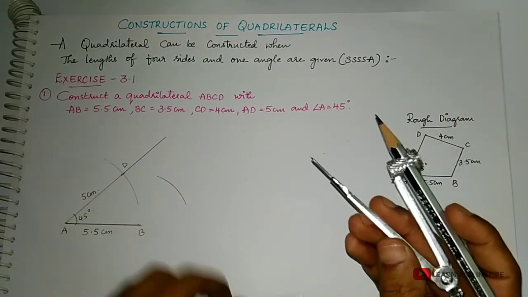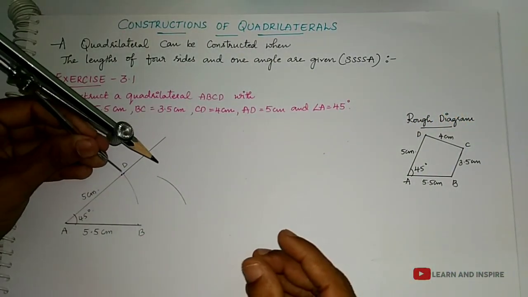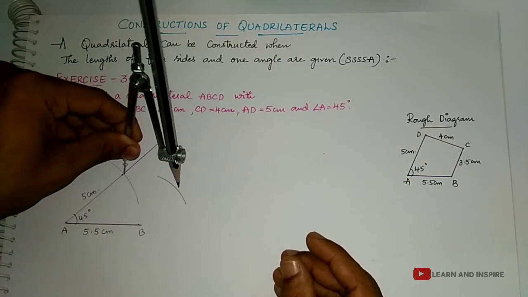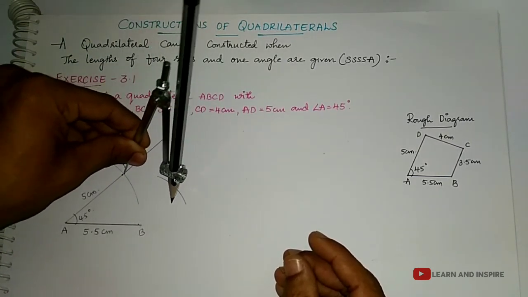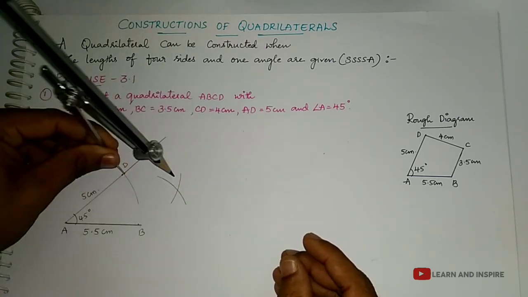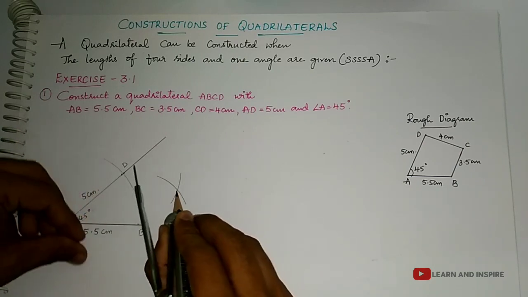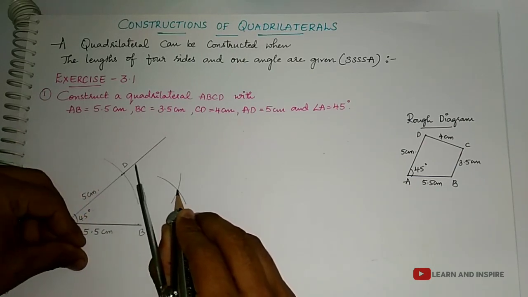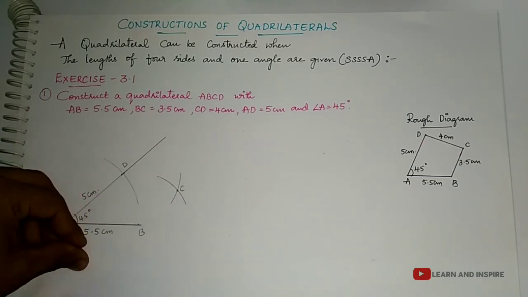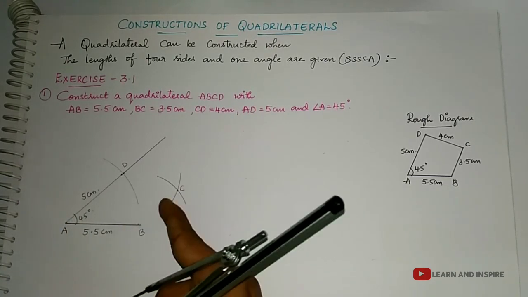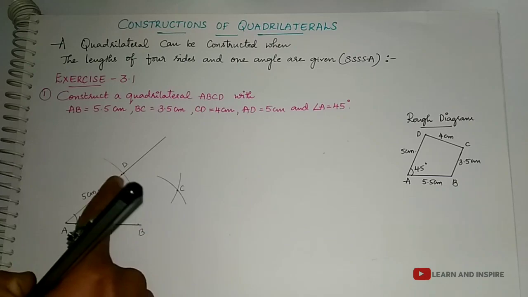So this is 4 centimeters with D as center, of radius 4 centimeters. Cut the previous arc. And you can see the two intersecting arcs. Two arcs are intersecting, and that intersecting point we take as C. Understood? Now we can join BC and CD.